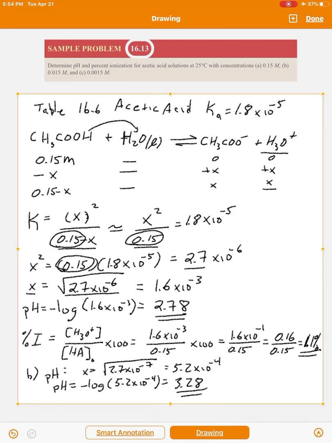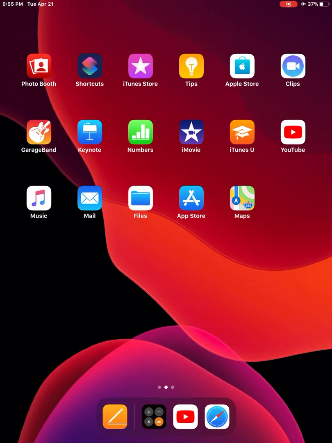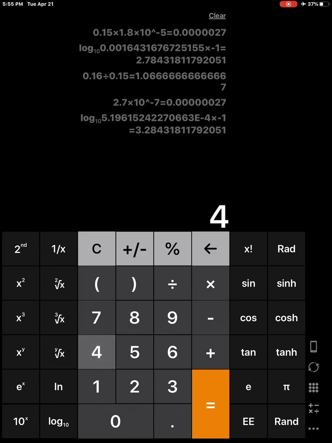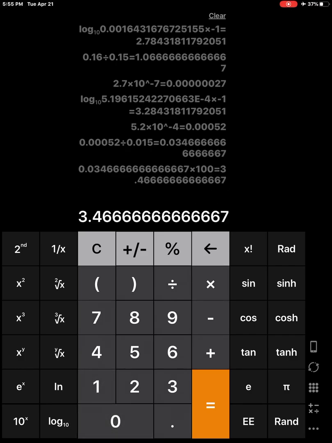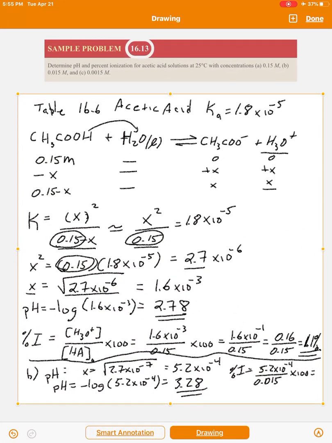But take a look at what happens in part B to the percent ionization. It would be 5.2 times 10 to the minus 4 divided by 0.015. Right? It's divided by the initial concentration. So 5.2 times 10 to the minus 4 over 0.015, times 100. 3.47%. Look what happened to the percent ionization. It went up to 3.5. Okay? So that's one finding, is that as you lower the initial concentration of the acid, the pH may not be as low, but the percent ionization does go up.